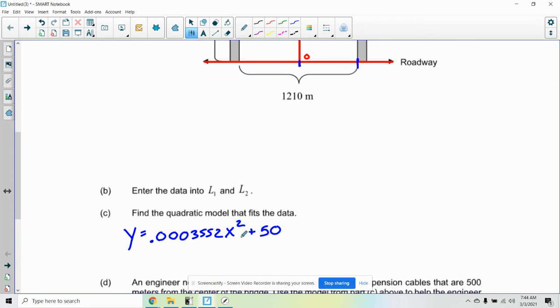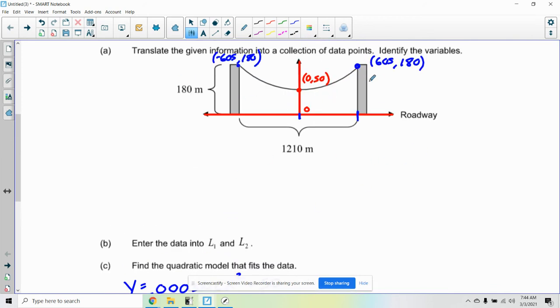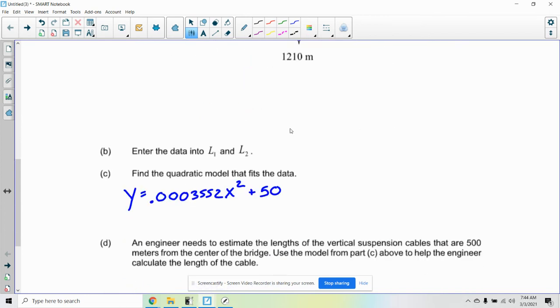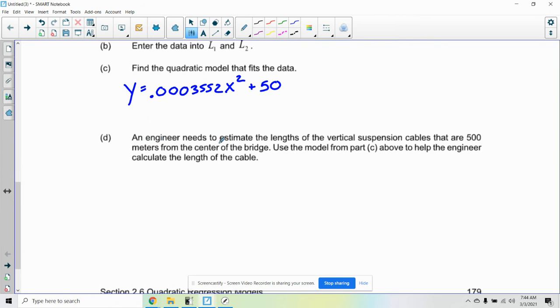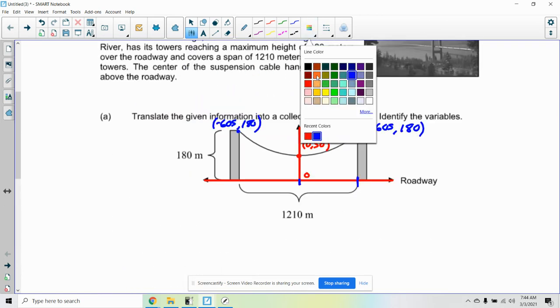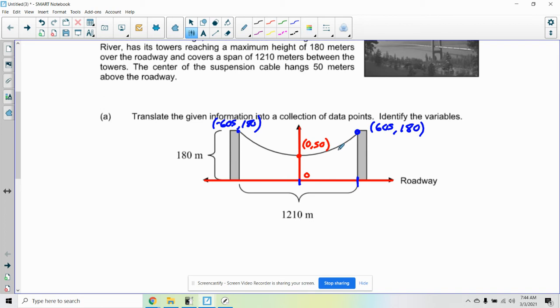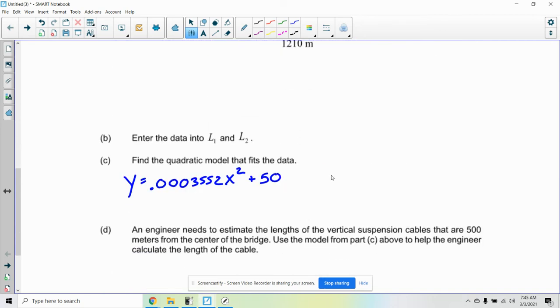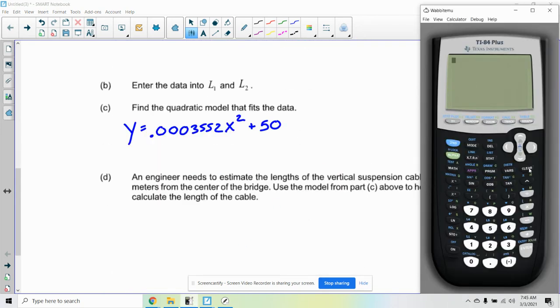Okay. And there's no b because this isn't shifted. The b really comes into play when the graph is shifted up from somewhere other than above the origin. So in this particular case, your b is going to be 0. It says an engineer needs to estimate the lengths of the vertical suspension cables that are 500 meters from the center. This is 500 from the center of the bridge. Okay, so he wants to know the y value there. So I'm looking for the y value, and the x value is 500. So we're just going to plug that baby in.